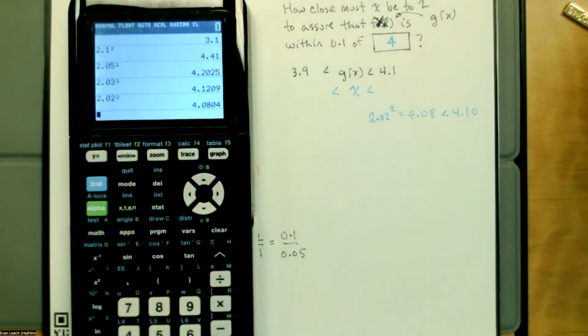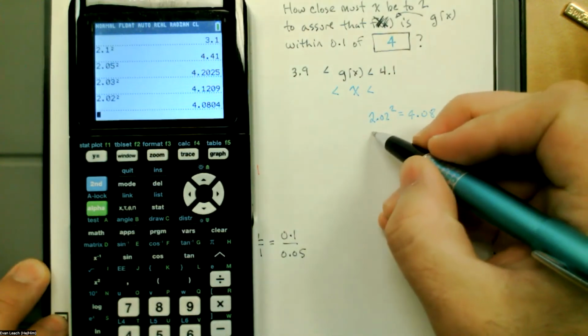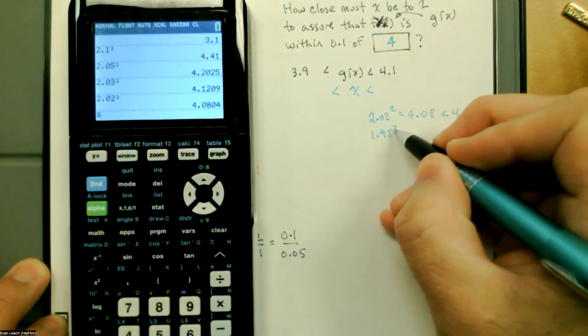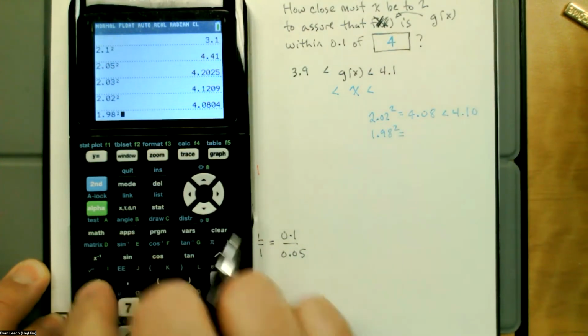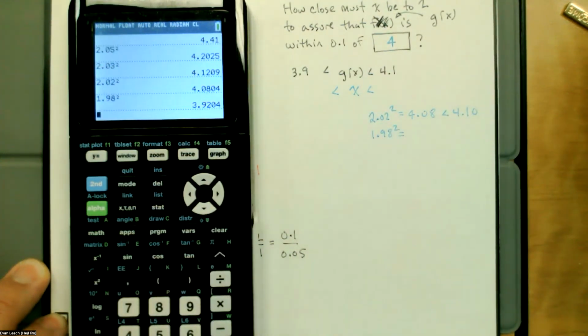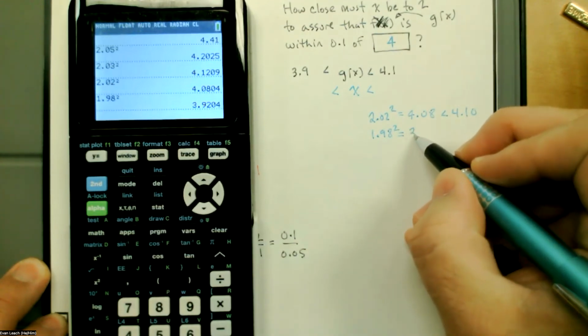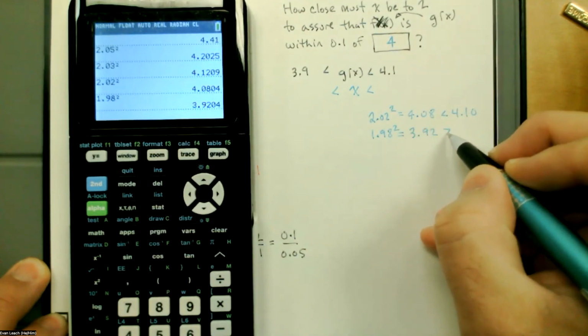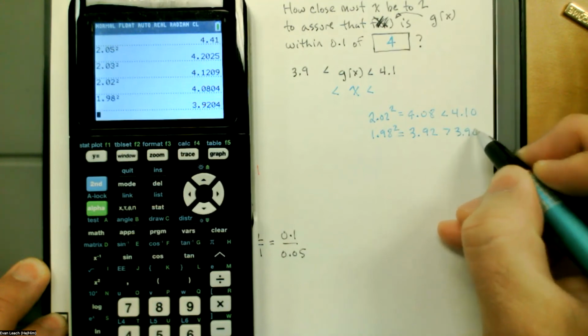But that's on the right side. On the right side, 0.02 will work. We should check if that's going to work on the left side. I'm not going to worry about anything bigger than 0.02 because I have to bring it in small. So I'm going to just start with 0.02 and see if that works on the other side. So I'm going to grab 1.98 and square it. And that's 3.92. And that is bigger than 3.90.